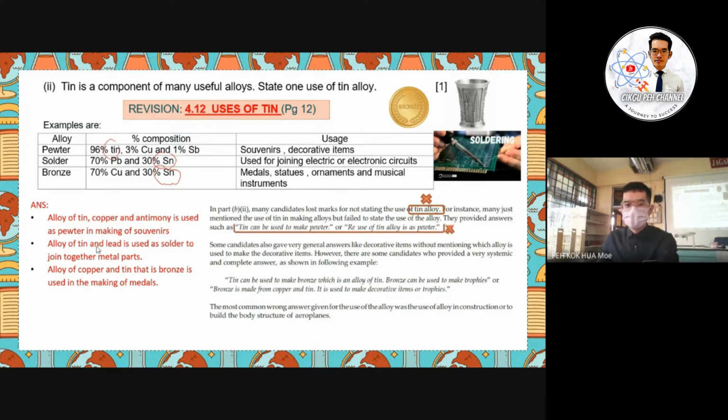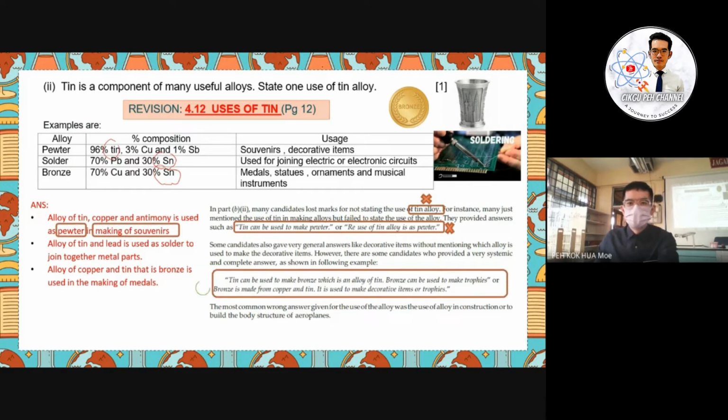If you give the answer tin is used to make pewter, that is also wrong, because the question asks for the alloy of tin, which is pewter, solder, and bronze. Understand? So you have to state at least pewter, which is mentioned as an example of a tin alloy, and the use for the respective tin alloy here. So try to avoid the mistake here. Saying tin can be used to make pewter is wrong, because we want the alloy of tin, which is pewter, solder, or bronze, and then give the respective usage here.